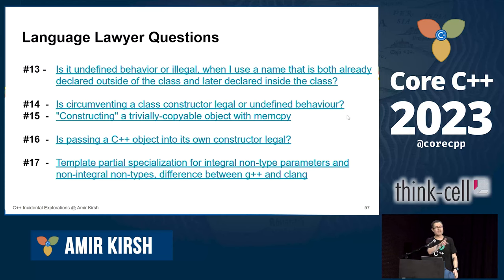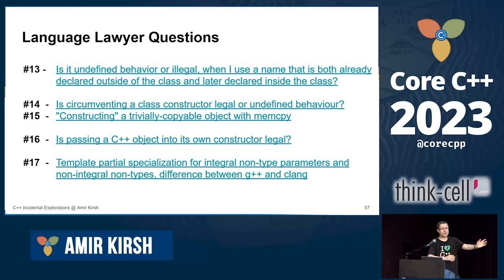14 and 15 are the same issue. Is circumventing a class constructor legal? And the next one, constructing a trivially copyable object with memcpy. So the question is, let's assume that I'm creating an object not with new, not with local automatic storage, but by allocating raw memory. Let's assume that I'm allocating raw memory for a point, which holds X and Y. Do I get a point?